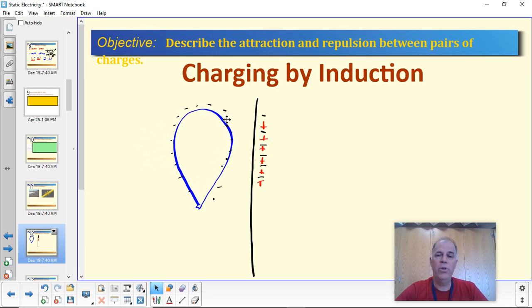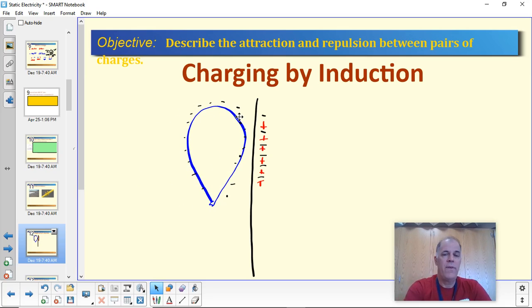Now, when we bring the balloon close to the wall, it's going to repel the electrons in the wall, and at the same time, it's going to attract the protons in the wall. So it repels the negative charge and attracts the positive charges in the wall. There'd be no effect if those charges were not able to move. But as we said before, electrons are more free to move than protons are. And that means that the electrons get pushed away from the surface of the wall a tiny bit.